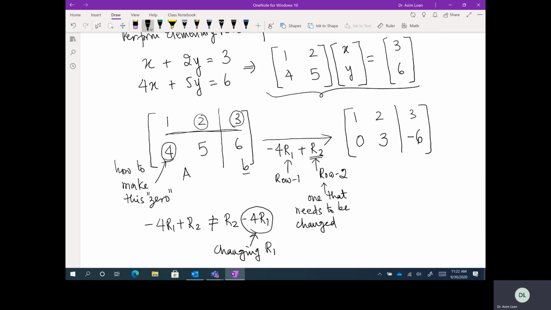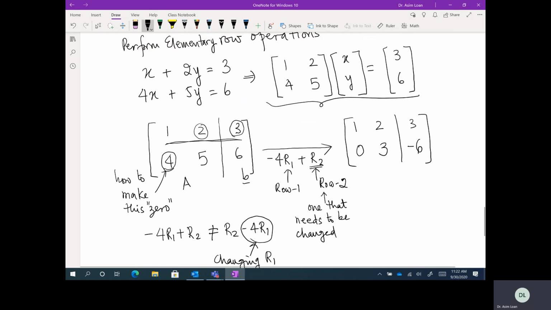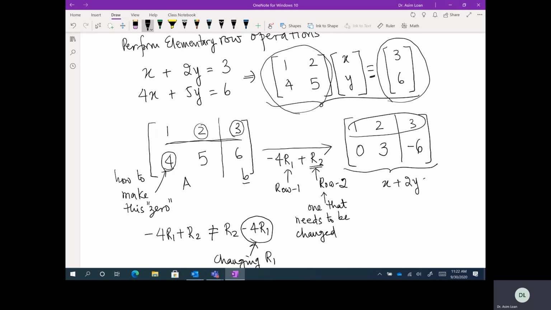I can stop here and I can solve this system. This system is exactly the same as this one. All we have done is whatever operations we have done on this side, we have done the same operations on this side. So the equality still holds. This is not violated. So if I want to solve this, the first equation is the same: x plus 2y equals 3. And the second equation is 3y equals minus 6, which gives me y is equal to minus 2.